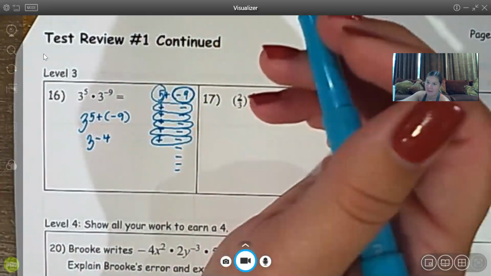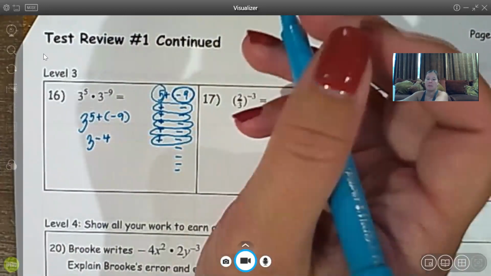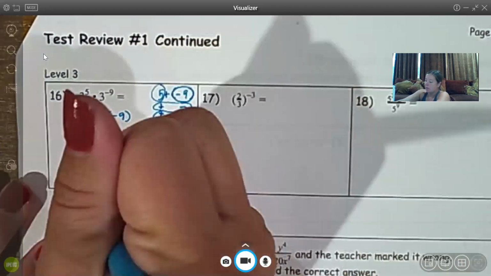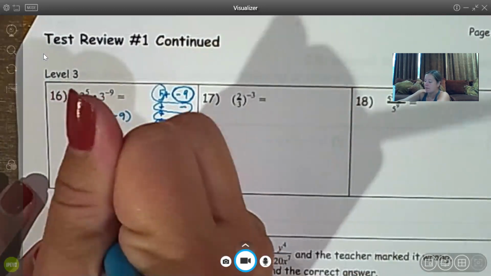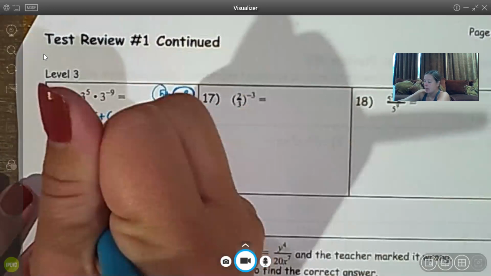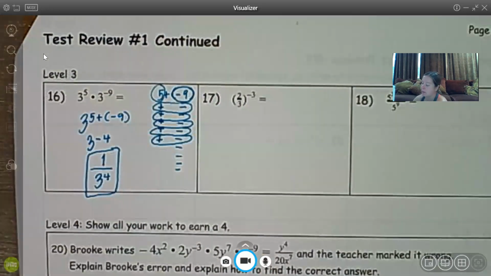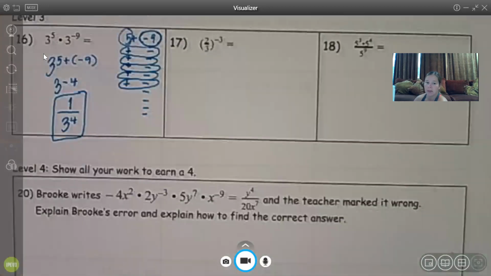We can't leave a negative exponent in our answer, so we know that we're going to have to take the reciprocal, so we have to flip it to the bottom. When we flip it to the bottom, nothing is left on top, so we put 1 as our placeholder. And our final answer is 1 over 3 raised to the power of 4. Okay. The last one I'm going to kind of get you started on. These 3 are the level 3 problems, and now we're looking at the level 4.